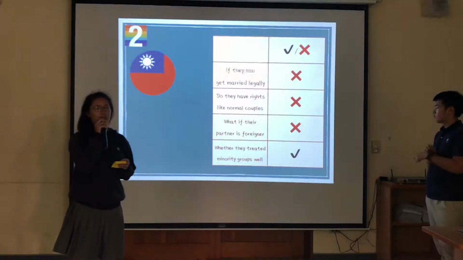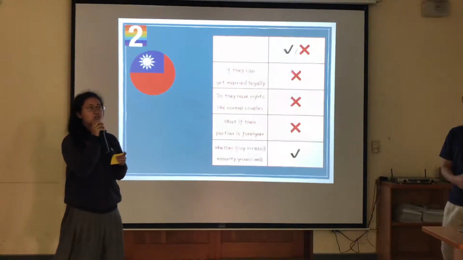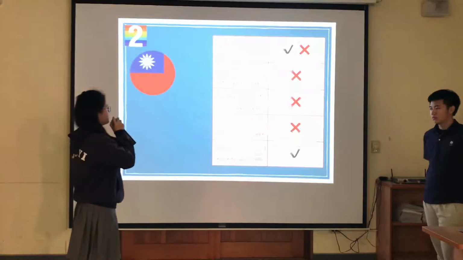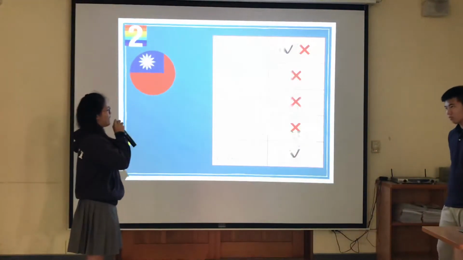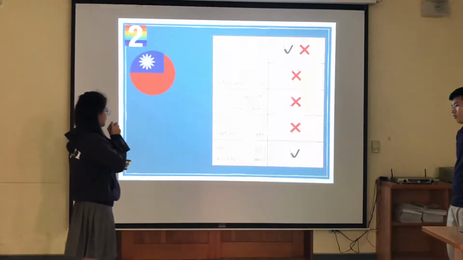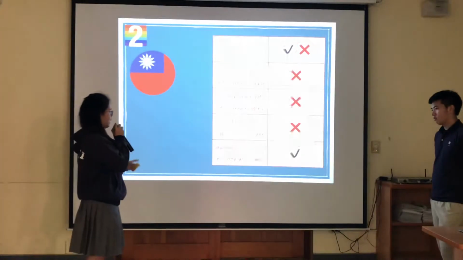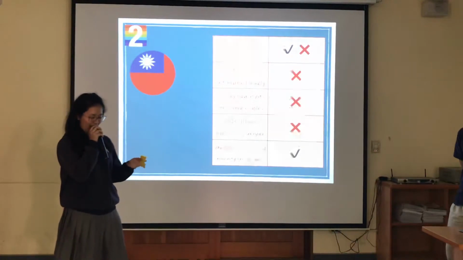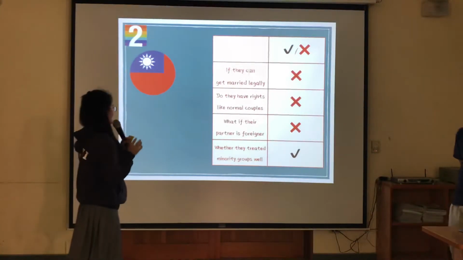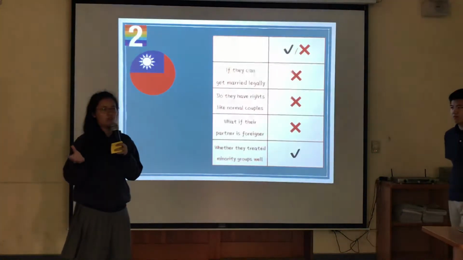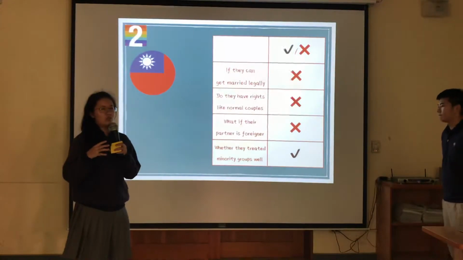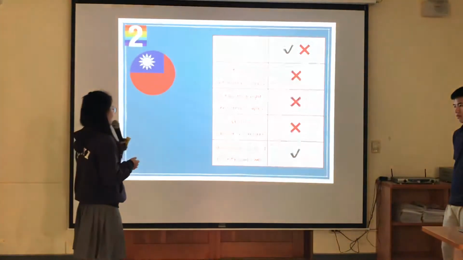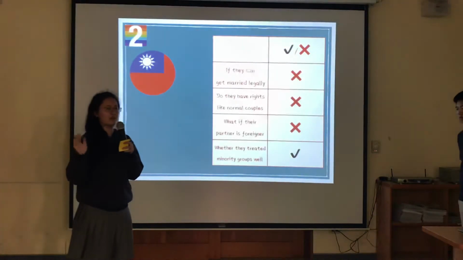And first, I'm going to show you Taiwan. As you probably know, Taiwan passed same-sex marriage recently, but it will be officially legal in 2020. So that's why the first, second, and third blanks are crossed. But why is the fourth a tick? Whether they treat minority groups well. Well, since Taiwan has a lot of variety of religions, we don't really have a special rule for religion. So we don't really disagree with same-sex marriage. Yes. And that is the point we want Finland to learn from us, and I will talk about it later.